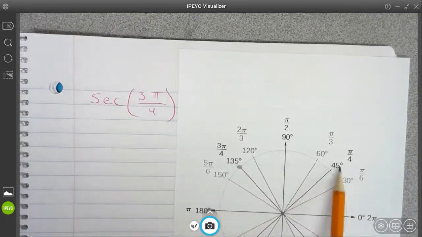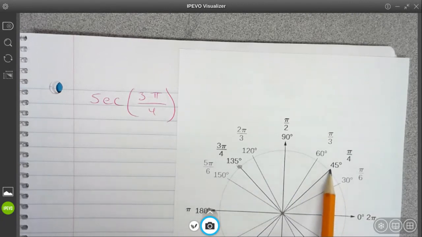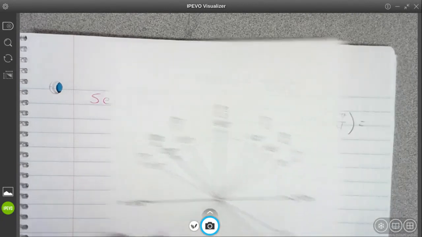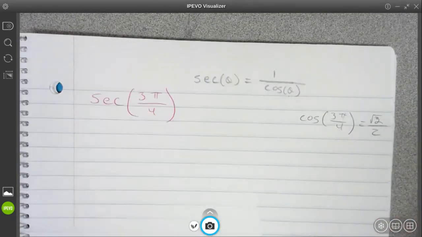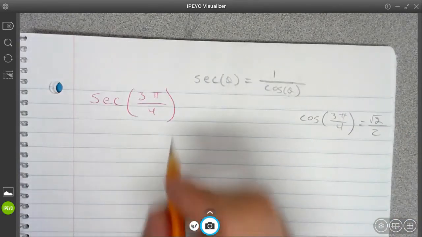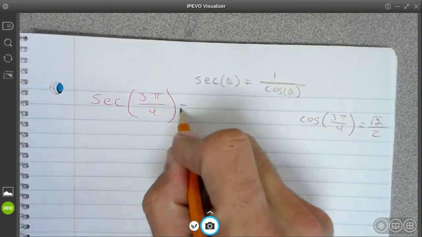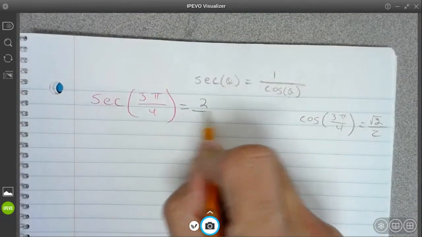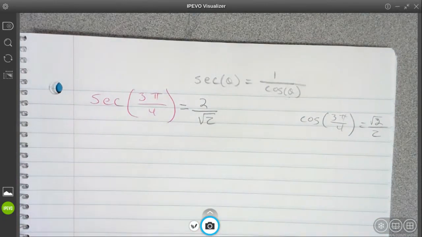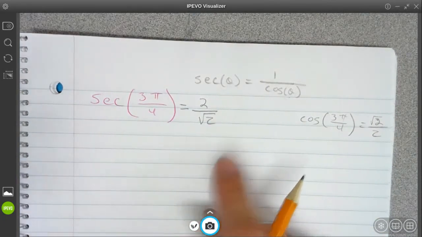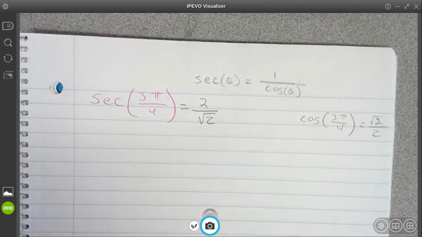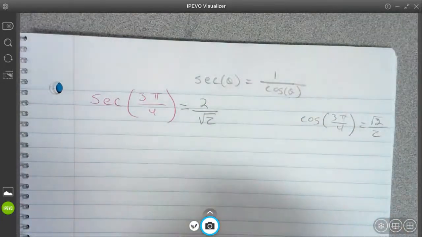That's the special angle. That's just the root 2 over 2, but flipped over here. So root 2 over 2 would be the original, that'd be the regular cosine. But for secant, it's going to be 2 over root 2. That may be the answer that they're looking for, but we're going to rationalize the denominator here. We don't want to leave any square roots hanging out in the bottom.